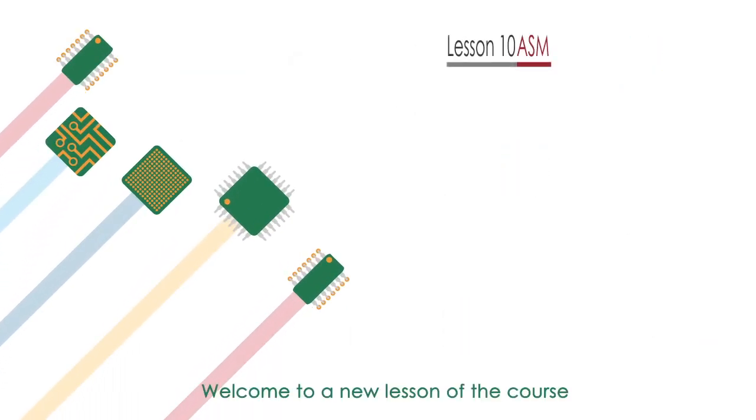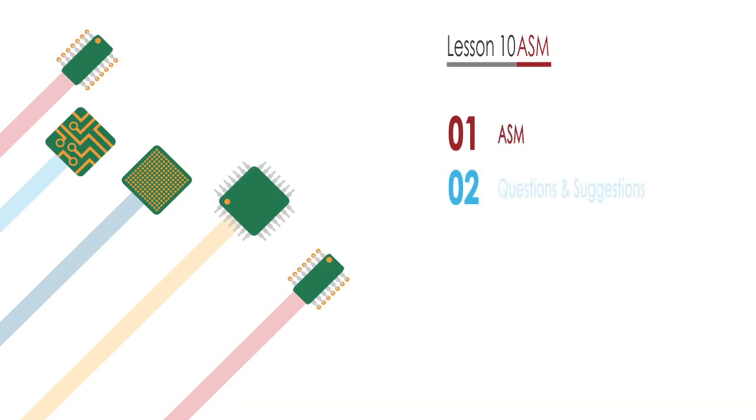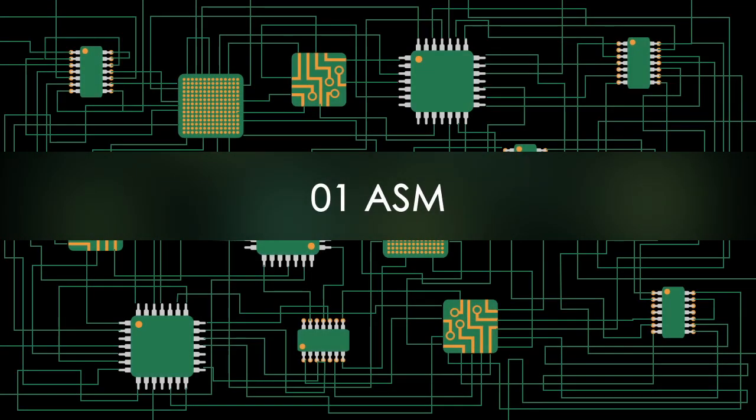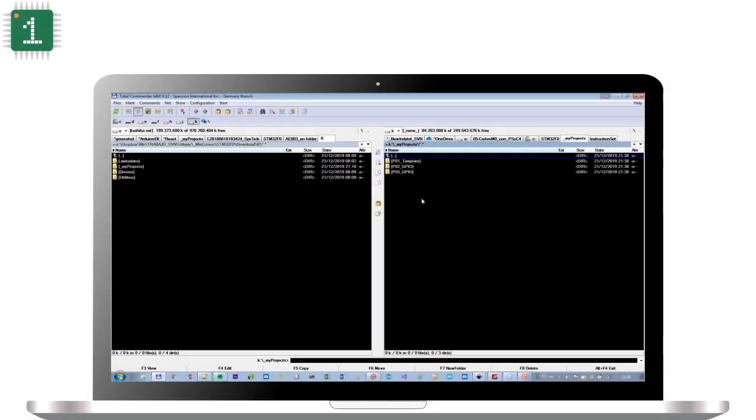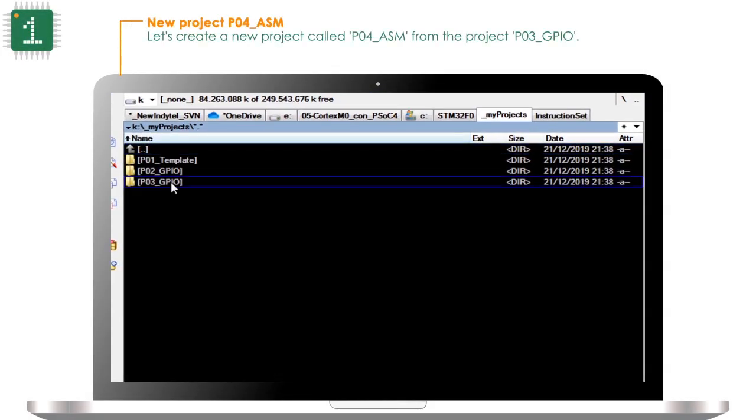Welcome to a new lesson of the course. In this lesson we are going to write our first function in assembly code. Let's create a new project called PO4ASM from the project PO3GPIO.